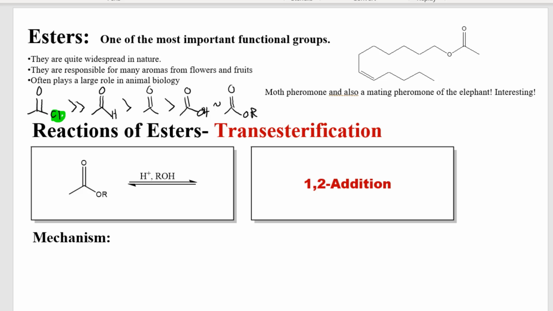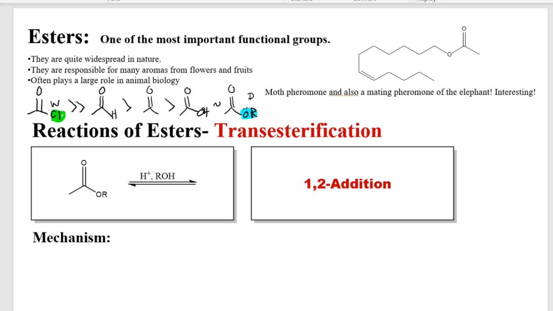And also, converse to having a chlorine, which is an electron withdrawing group, it's withdrawing. We have an oxygen, which is donating. Therefore, this is contributing to the electron density at the carbonyl and making it less reactive.